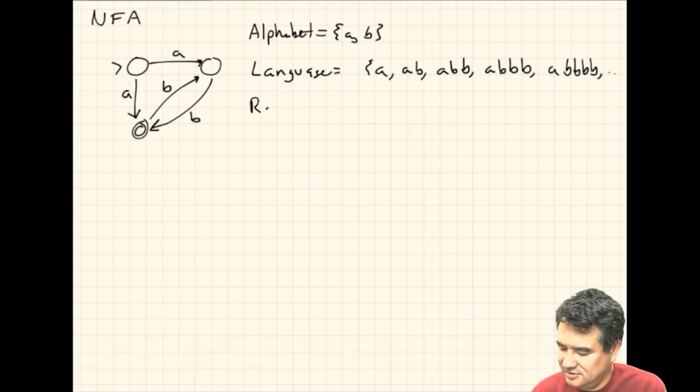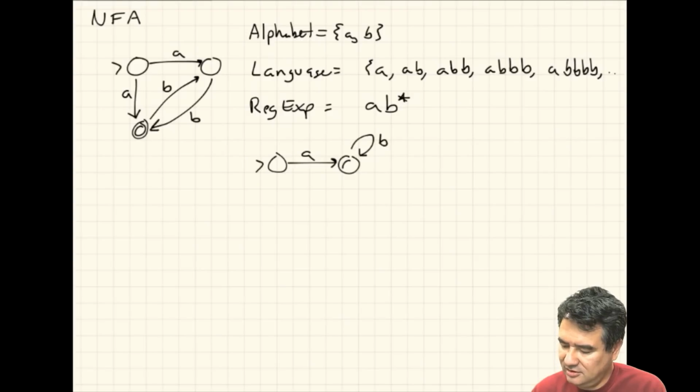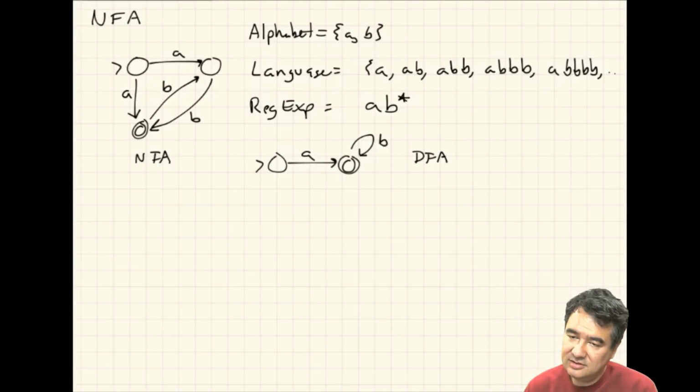So the regular expression is A followed by 0 or more B's. It turns out this one can be reduced to a loop on the B's, and then an accepting state there. So this one here is a DFA, and this one over here on the left is an NFA. That was kind of trivial, converting this NFA to a DFA.